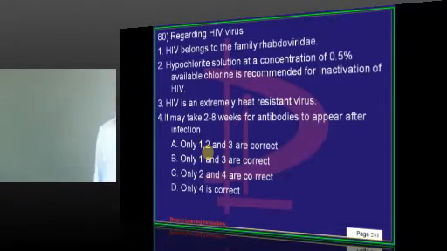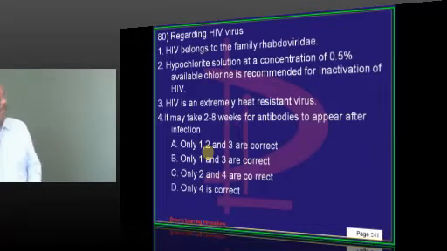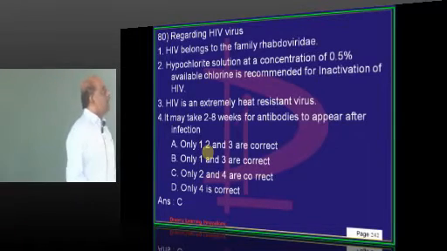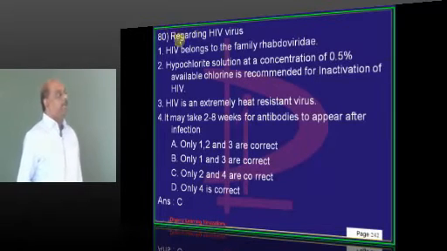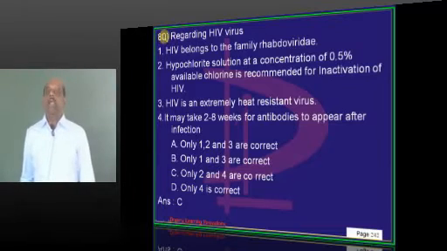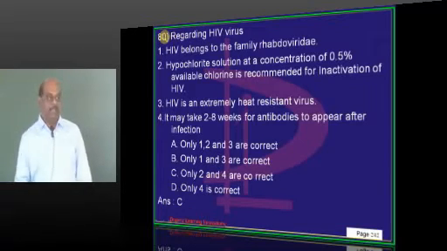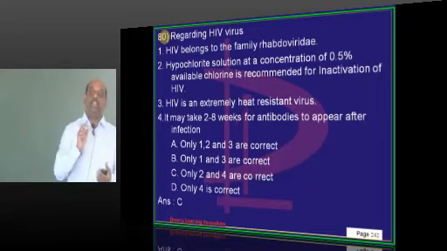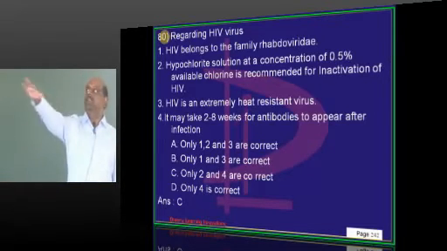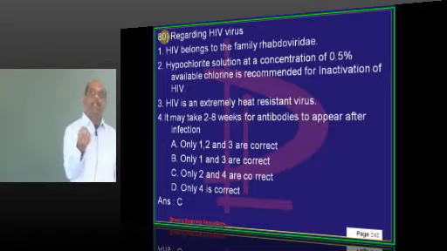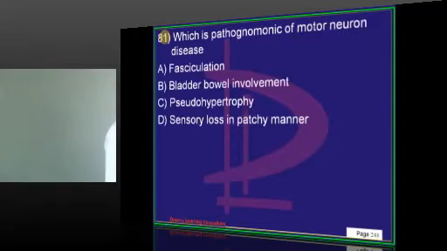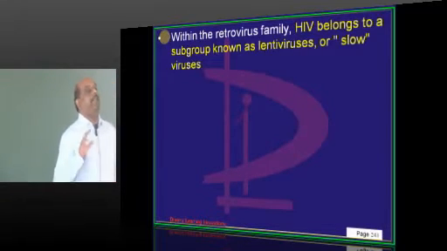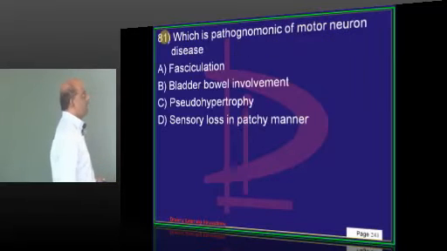So, regarding the HIV virus, what is your answer? C. HIV is an extremely heat sensitive virus. That's the good news. Tomorrow when you do MD Gynae and have a needle stick injury, don't worry. Between that patient's blood, HIV blood on the needle, and before it has struck you, there is some exposure to the human atmosphere. The temperature might have killed the virus. That's what you have to think positively, and still take antiretrovirals for 1 month. There is no way. And HIV belongs to the retrovirus, lentivirus family, which are the slow viruses.